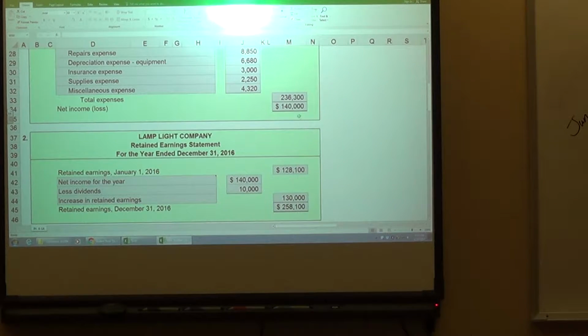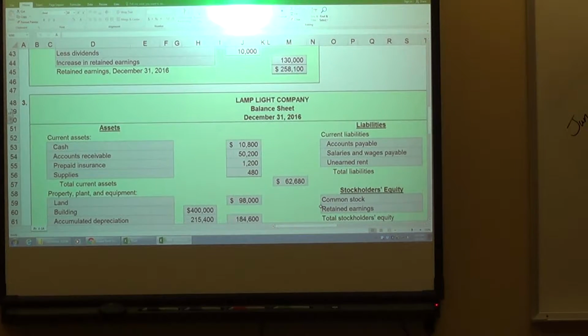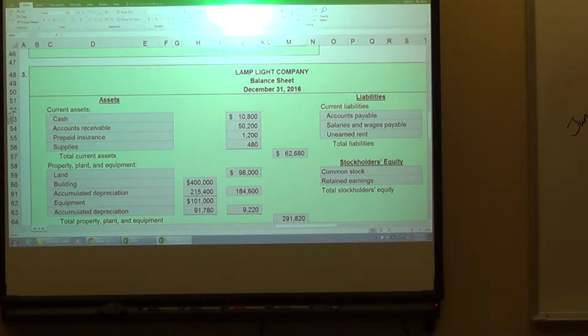All right, then we kick that into our retained earnings. We do our net income minus our dividends. That gives us our increase or decrease, and that gives us our total retained earnings, which feeds us into the balance sheet. That's all the numbers there.